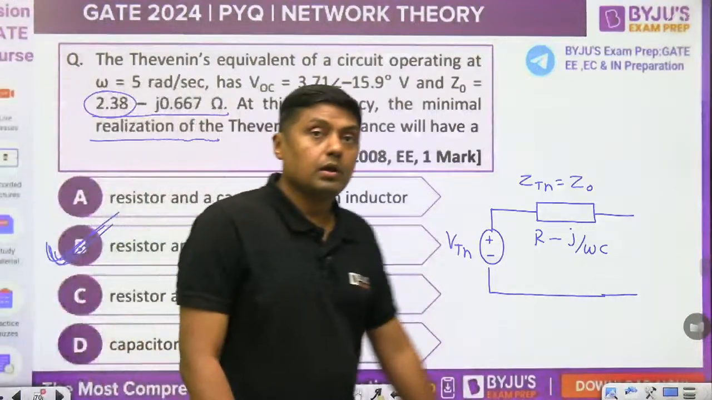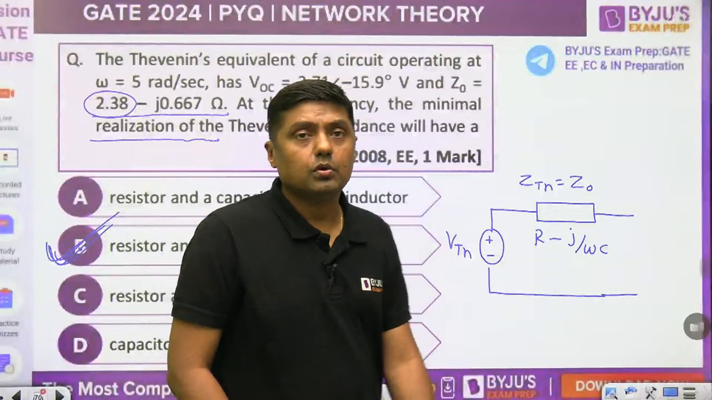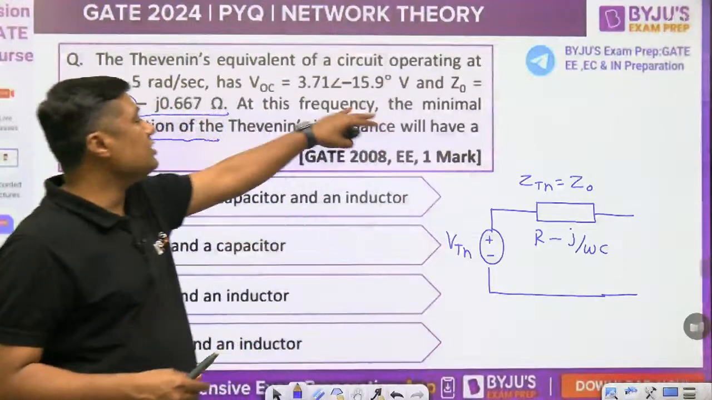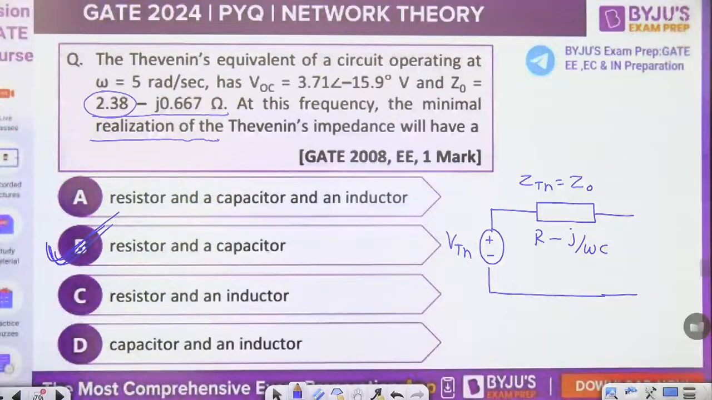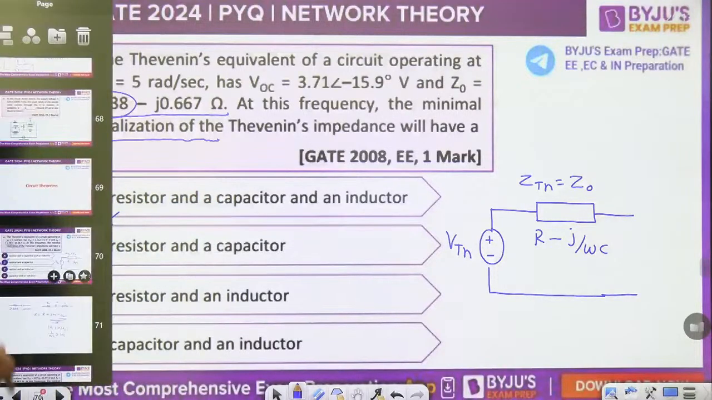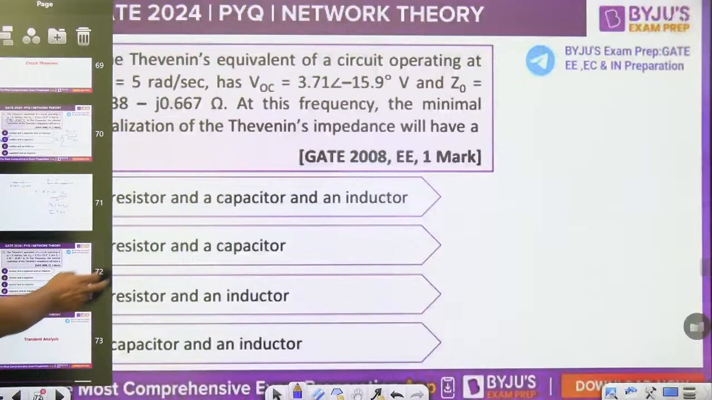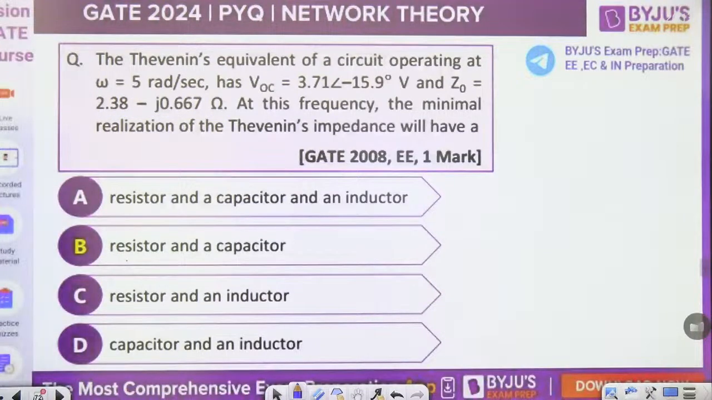MCQ. It is an MCQ. If it is MSQ, where minimal is not given, A and B both are correct. A and B both are correct. Okay. With condition. Next question. So this is the answer B for this one.